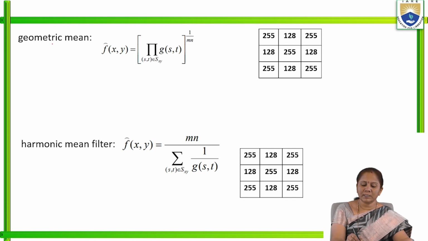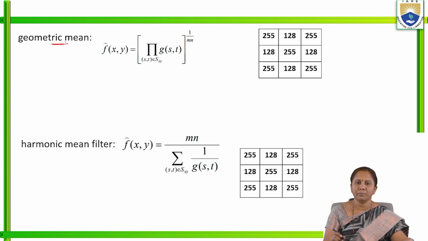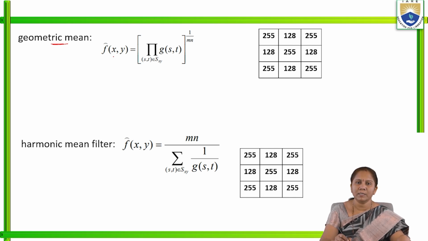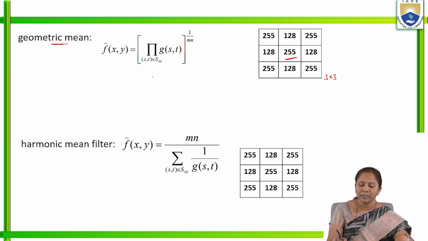And the next type of filter is the geometric mean filter. The formula for this geometric mean filter is given as f cap of x comma y is equal to the product over s comma t in S x y of g of s comma t, the whole power 1 by mn. Here also the 3 by 3 image is considered to find the center pixel value. Now applying this formula, we have to perform the multiplication operation between all these pixels.